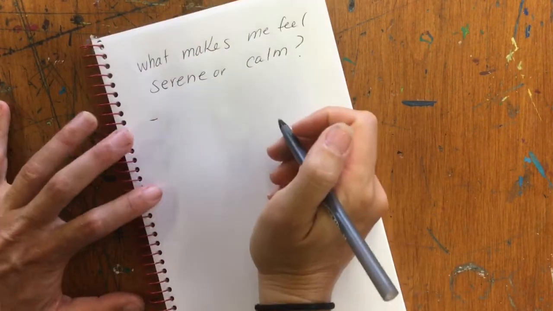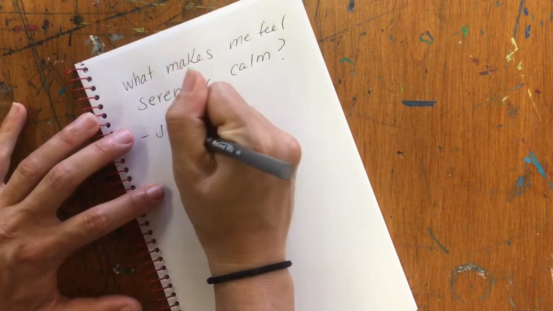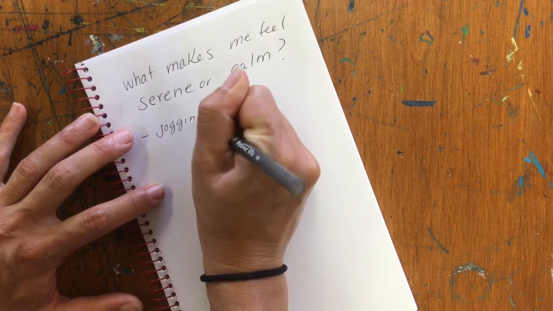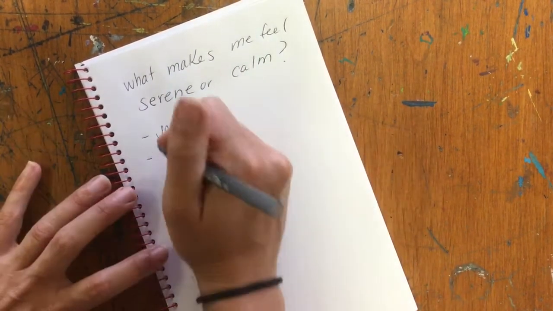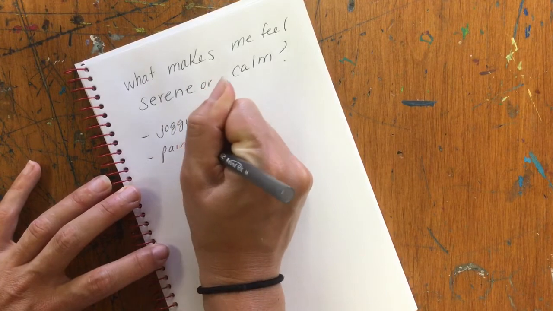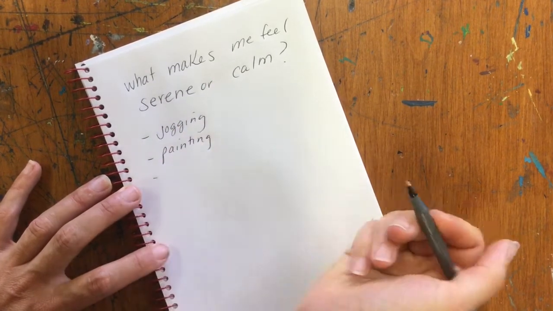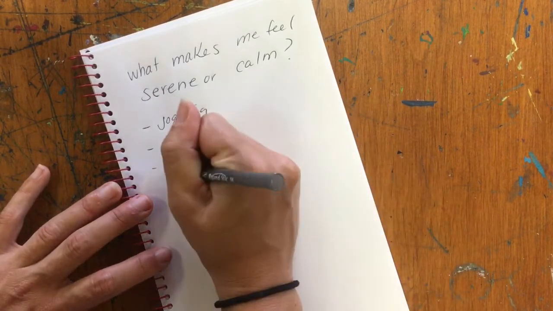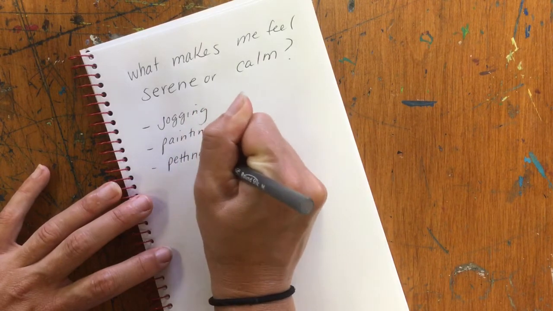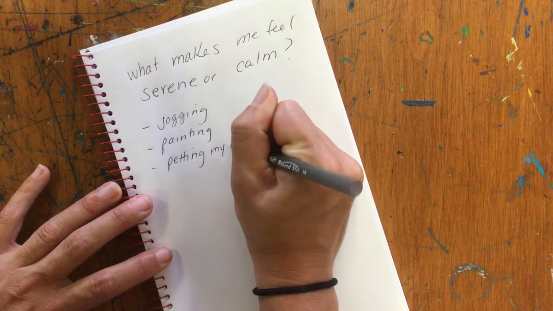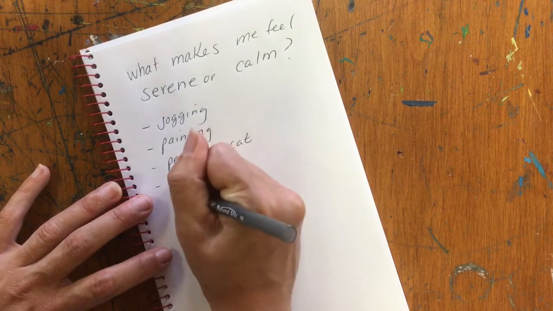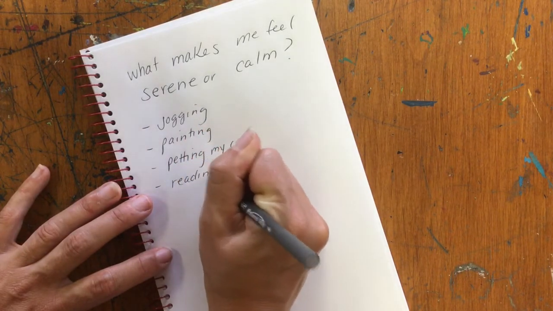Something that makes me feel calm might be jogging. I like to jog. Something that makes me feel calm is painting. Let's see. Petting my cat. His name's Jake. Reading makes me feel calm.